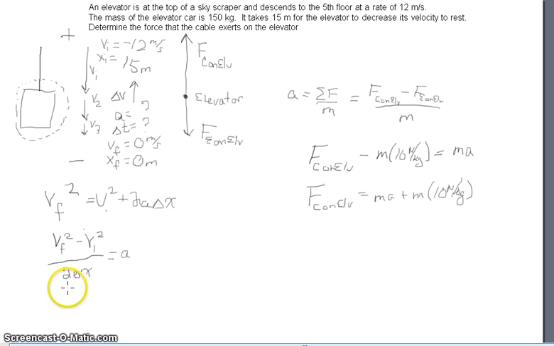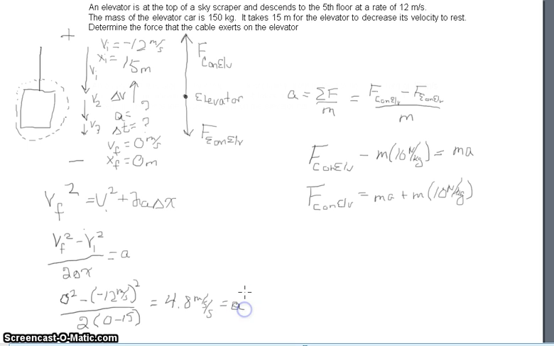Alright, so substituting all the numbers in, I have 0 squared, which is going to be 0, minus negative 12 meters per second squared, divided by 2 times, and this is important, it's 0 minus 15. Okay, so when we look at this, we're going to end up getting a negative on the top, negative 144, and a negative on the bottom. We divide the two, you're going to get a positive 4.8 meters per second per second. Okay, now we have our acceleration of the elevator that we can use in Newton's second law. So we'll go back and solve for the force of the cable on the elevator.